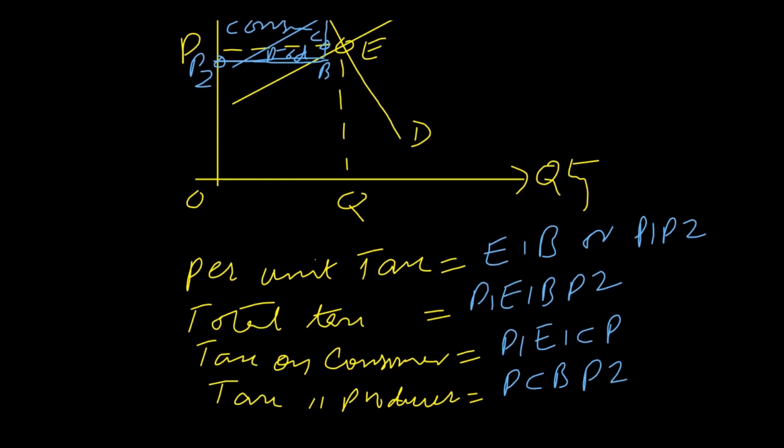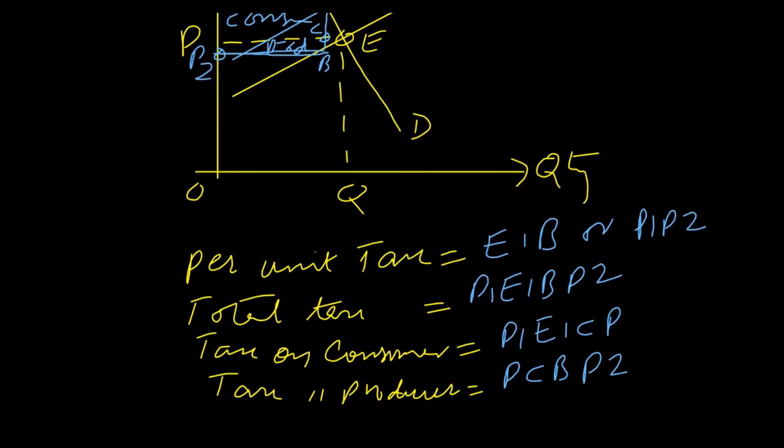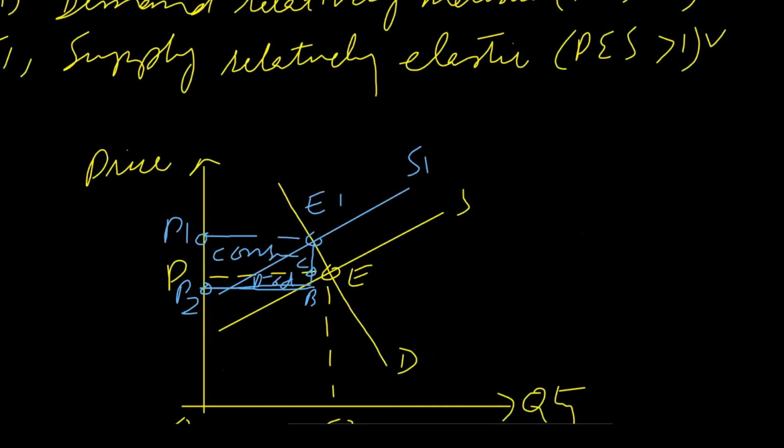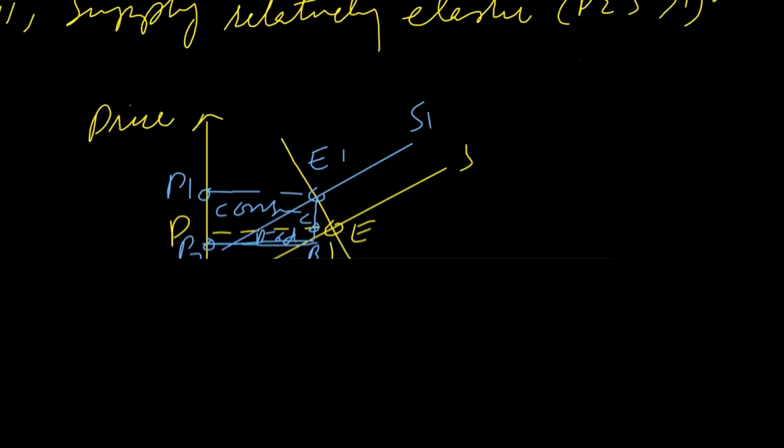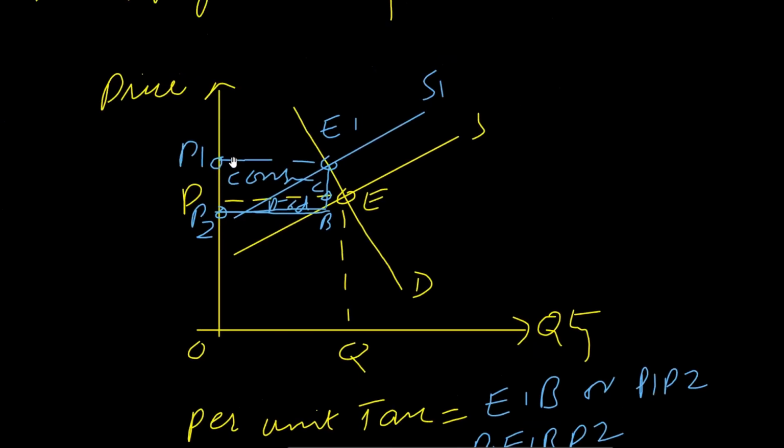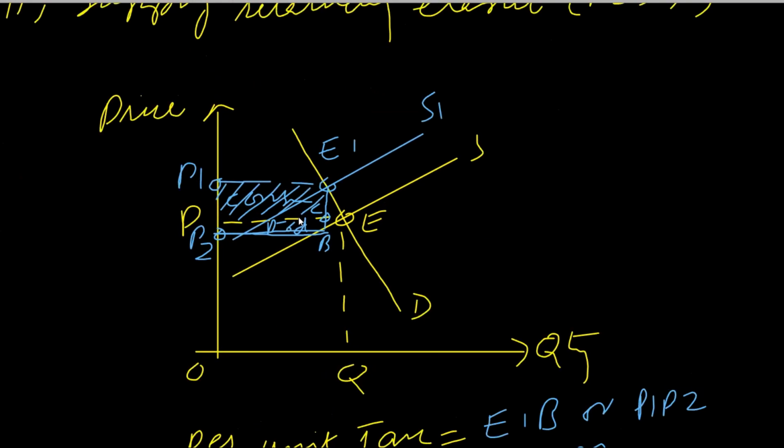So this is how we can find the amount of tax when it falls mainly on the consumer and less on the producer. You can see the area of the consumer tax burden is this much, which is greater, and the area of the producer tax burden is this much, which is much smaller. So the tax burden on the consumer is more than the tax burden on the producer.